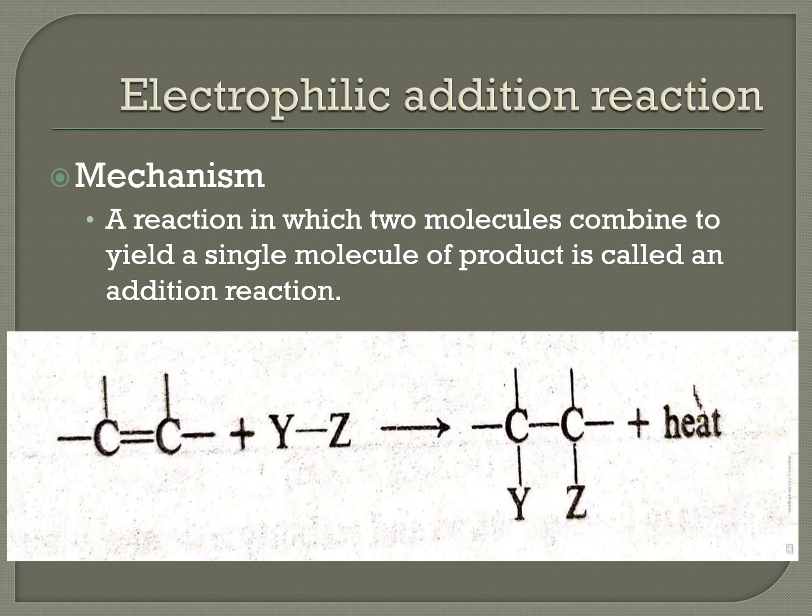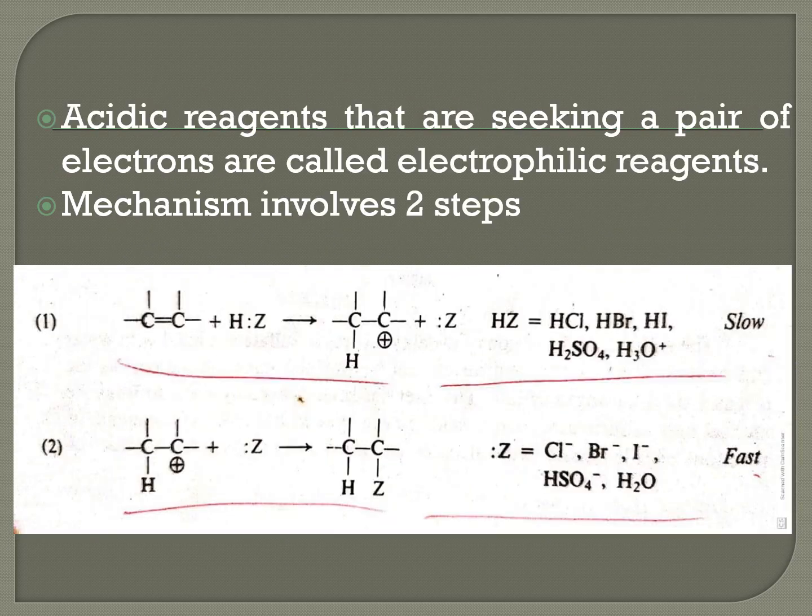You can see a simple reaction here. The addition of a reagent, YZ, yields a product: the double bond is broken and the product is formed. Acidic reagents that are seeking a pair of electrons are called electrophilic reagents. Philic means loving, so electrophilic means electron-loving species. Electron loving means they have the tendency to accept electrons. That is, positively charged atoms have the tendency to accept electrons because they are electrophilic.